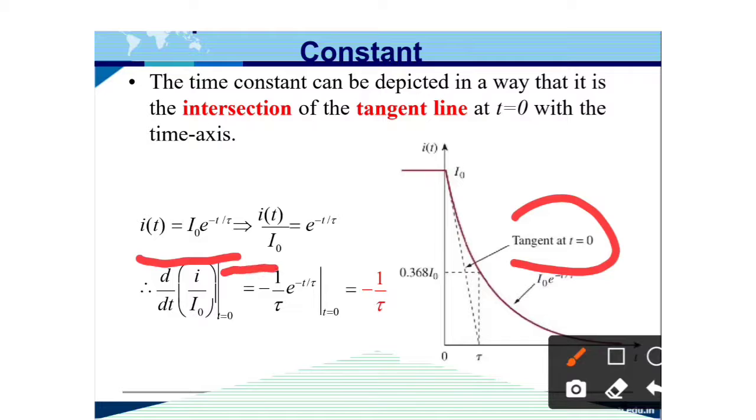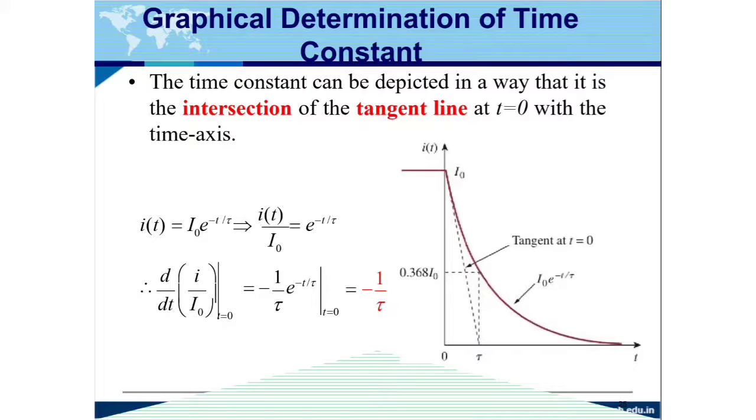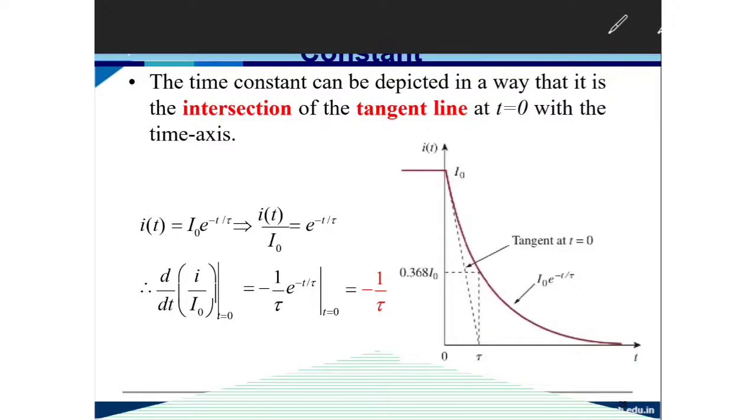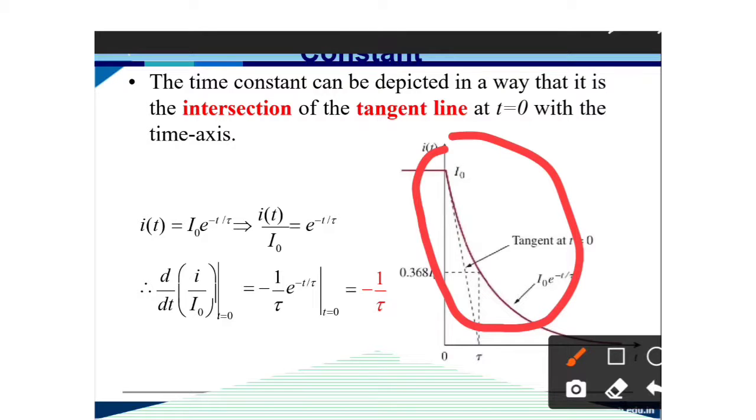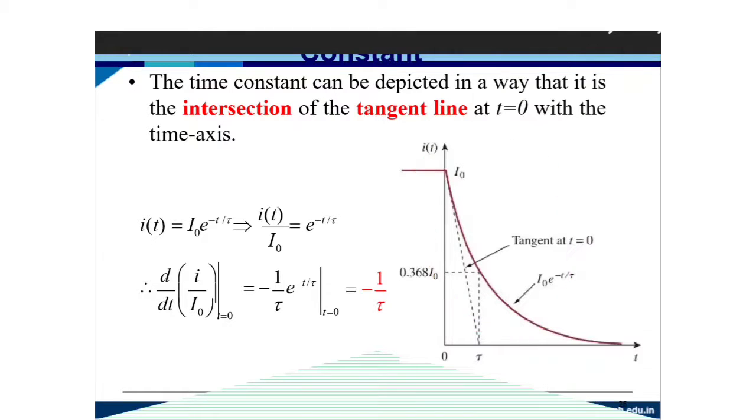So I of t divided by I0 equal to e raised to minus t upon time constant. If we differentiate, d by dt of I upon I0 equal to minus 1 upon time constant e raised to minus t by time constant, at t equal to 0. So finally we will get minus 1 upon time constant. This curved line is I0 e raised to minus t upon time constant, and this line is our equation.